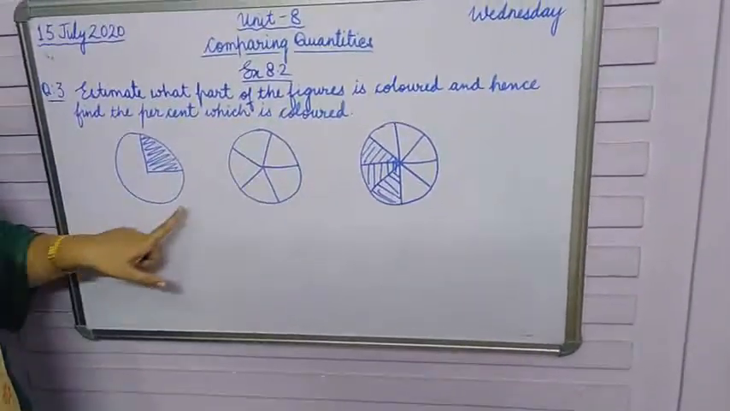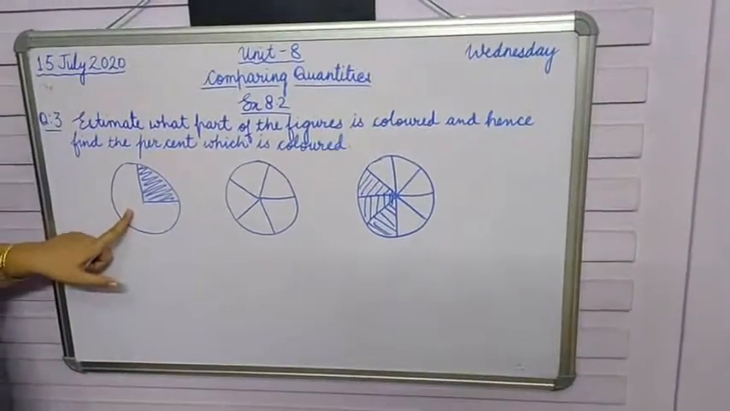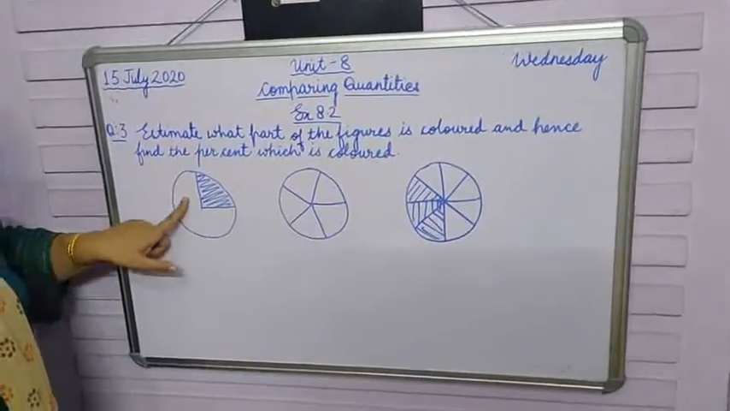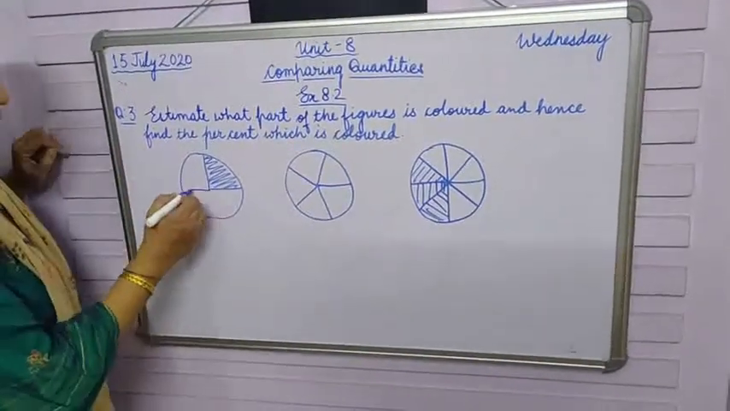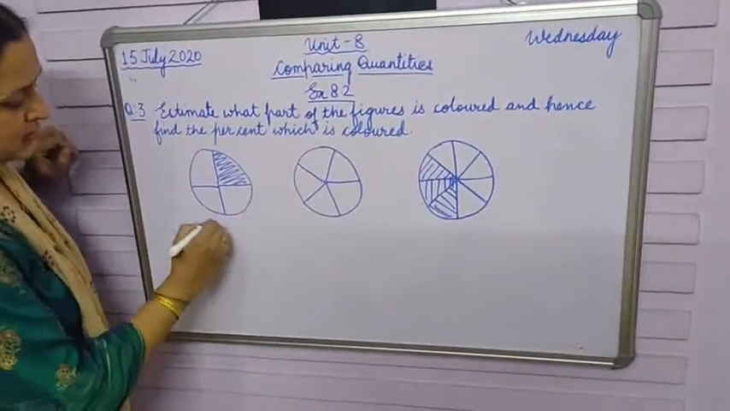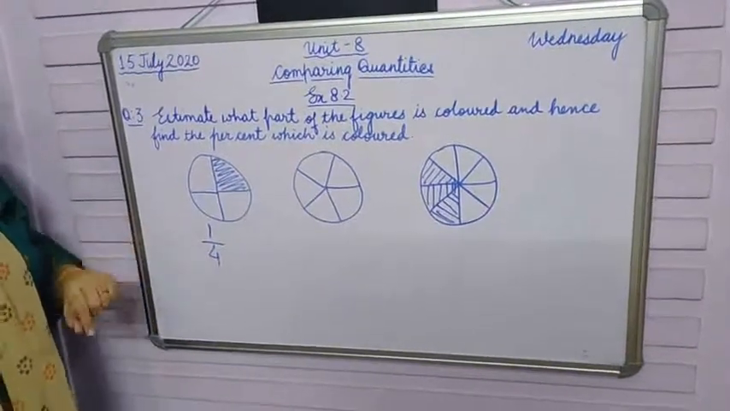Question number 3 is estimate what part of the figures is colored and hence find the percentage which is colored. 3 identical circles are there. In this circle, if you can find how much part is colored, approximately 1/4. That means if I divide this figure into 4 equal parts, then out of 4, 1 is colored. That means the fraction of the part which is colored is 1 upon 4.